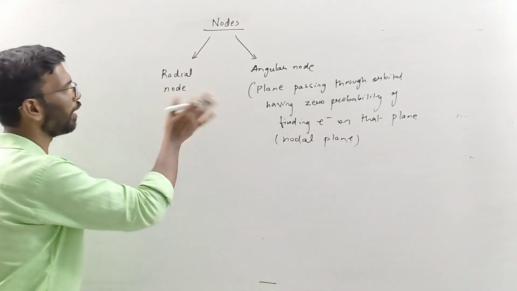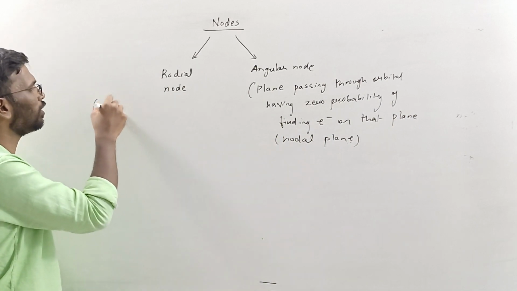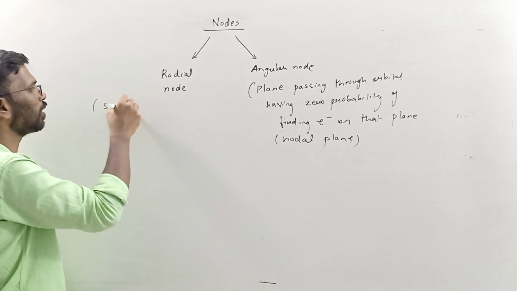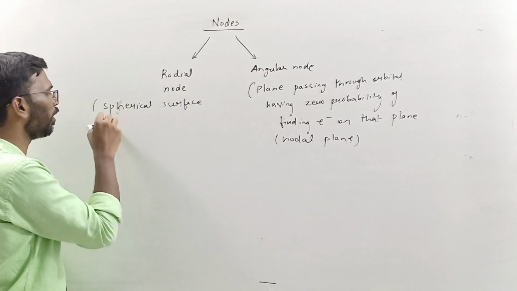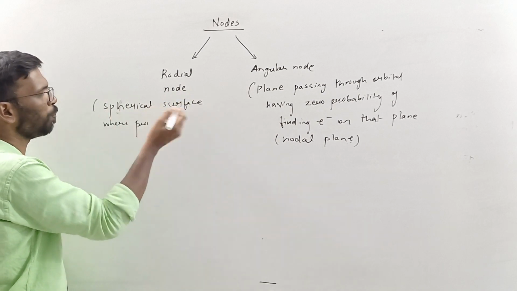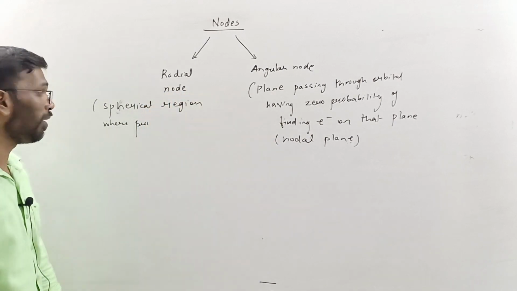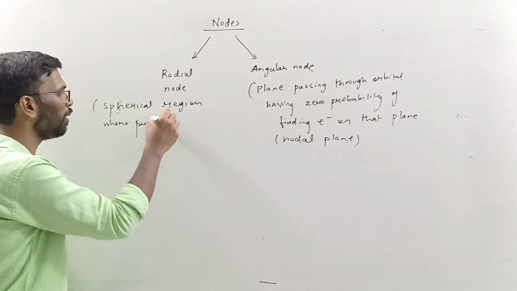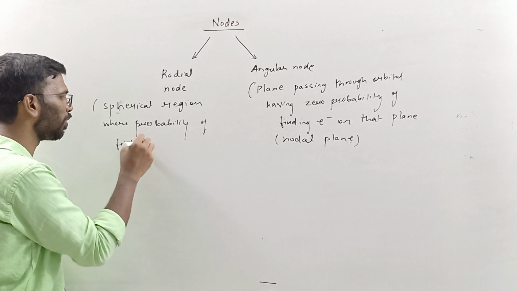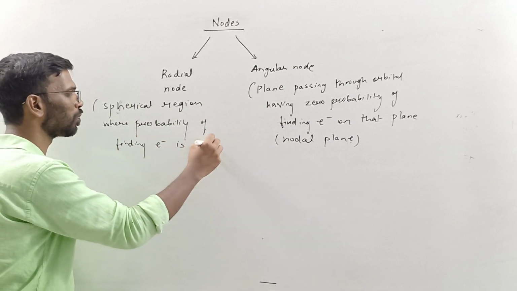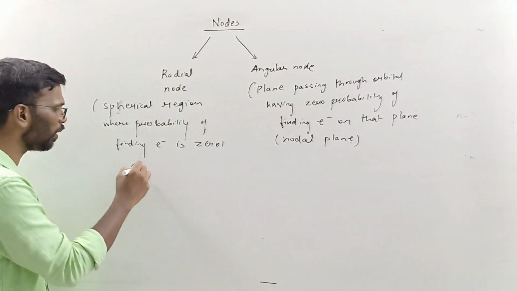Okay, and this is the radial node. It is a spherical surface. A radial node is a spherical surface for any orbital. Or rather, we'll write spherical region. Okay, this will be a good word. A spherical region where the probability of finding the electron is zero.